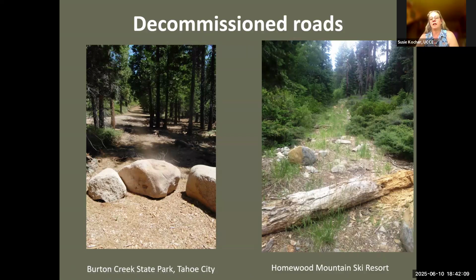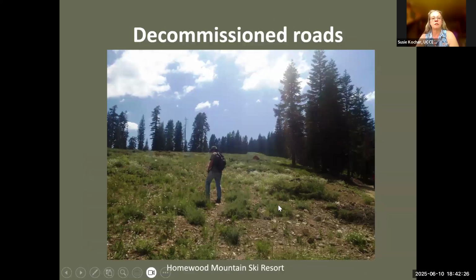Homewood Mountain Ski Resort's actually done a whole lot of work using chip and trying to restore the soil of the area. So this was a road. They used all their chip that they got from excess tree biomass and dug it in and replanted it. You can still sort of see, but it doesn't look like a road. And then this was an entire meadow that they had a big road through, and they did that same treatment there.